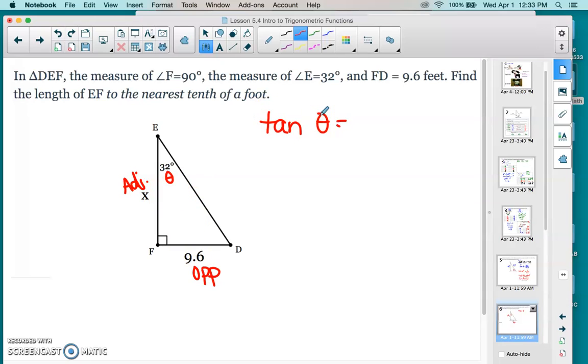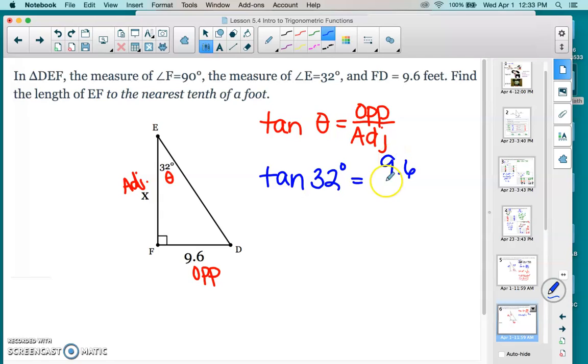So I'm going to write the formula first. Tangent of theta is opposite over adjacent. That's the formula. Plug in. Remember, theta is the angle. Opposite would be 9.6. Adjacent is x. All right. Now, this one is harder to solve because the letter you're solving for is in the bottom of a fraction. So it takes two steps. First step is I'm going to multiply the x over to the other side.